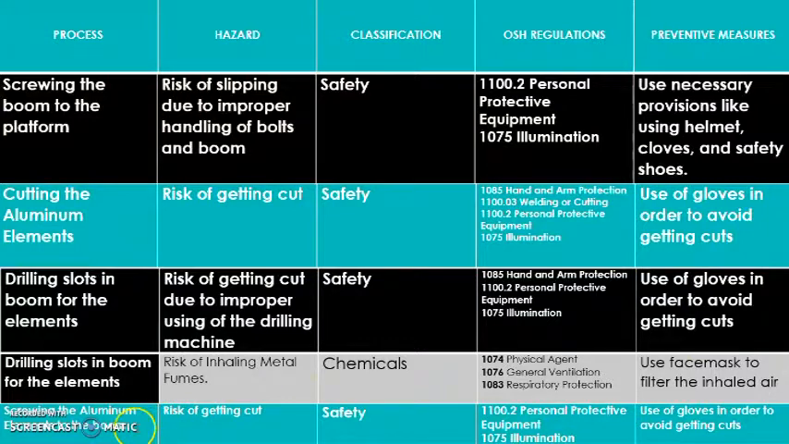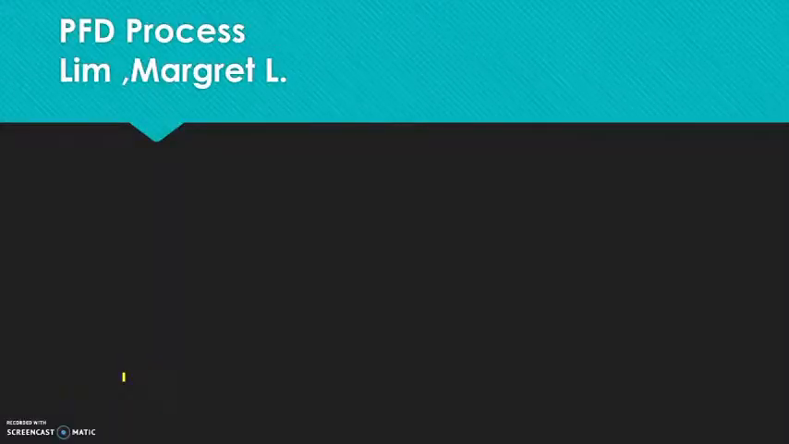Lastly, screwing the aluminum elements to the boom has the same hazard classification, OSH regulation, and preventive measures as cutting the aluminum elements. This is Margret, and this is the continuation of the PFD process of dipole antennas.